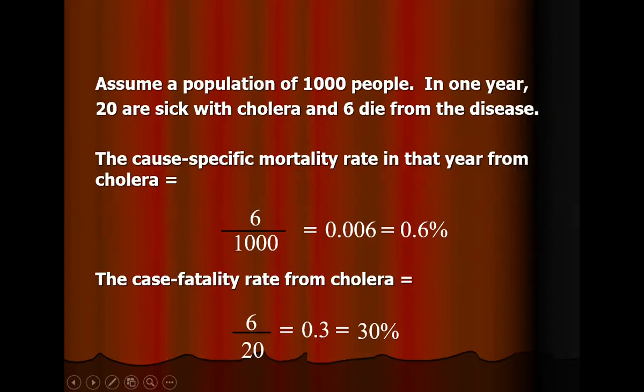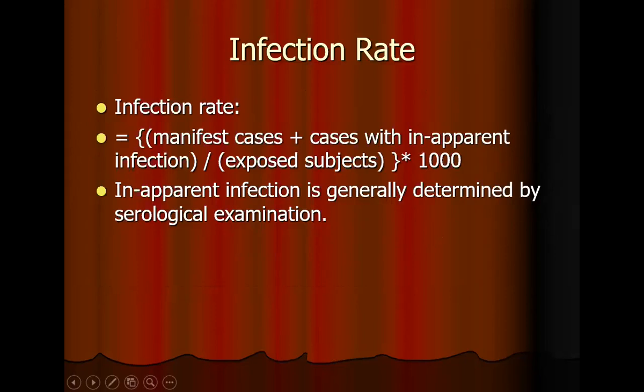So the cause-specific mortality rate, this I have described in my lecture on demography. The cause-specific mortality rate in cholera is 6 divided by total population, or 0.6%. The case fatality rate from cholera is the number of deaths divided by total cases of that particular disease, that is cholera cases, it is 30%. Infection rate includes cases of inapparent infection or subclinical infection.